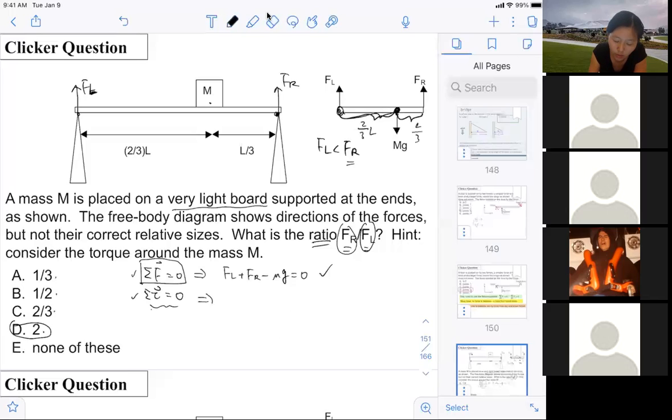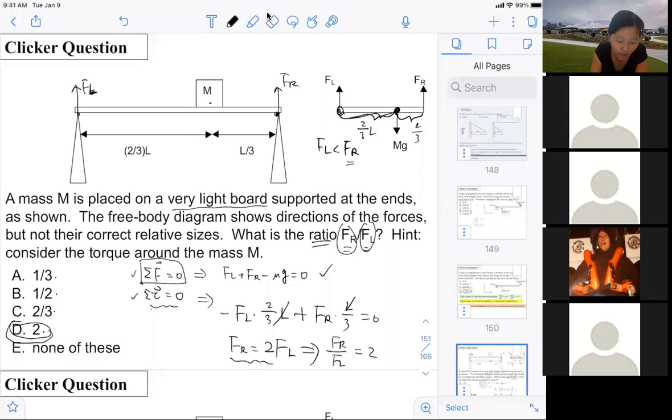So if you set up the torque equation about where mg is, FL gives you a clockwise rotation, so that's going to be FL times R. R is 3/3 of L. Oh, sorry, 2/3 of L. Then the torque from the right hand side is counterclockwise, positive. So FR times L over 3, and that's positive. You can see you cancel the L, you cancel the 1/3, you get FR is 2FL, right? So which means the ratio FR over FL is 2.